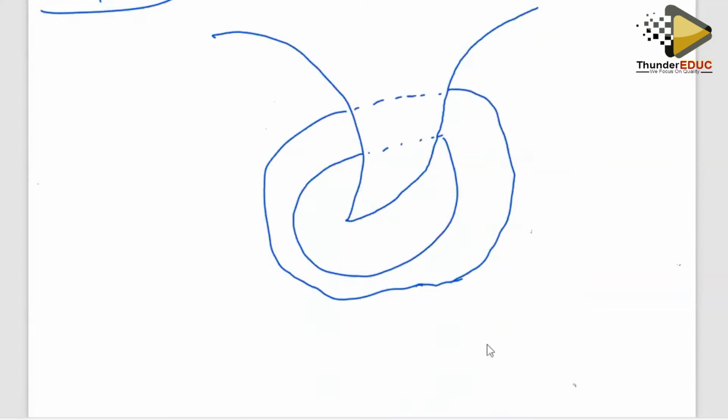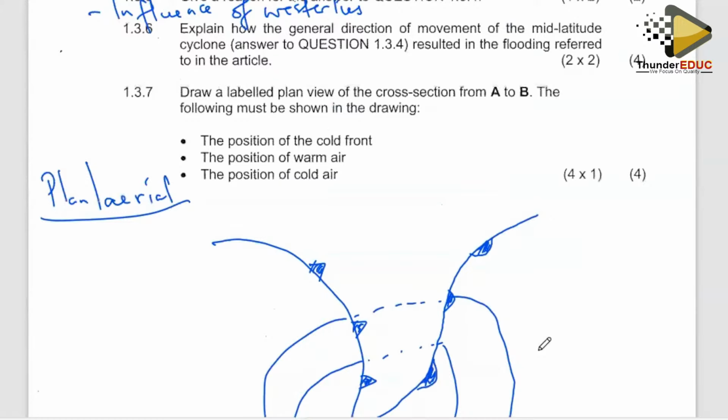So when you're drawing a plan view, remember to use these symbols for the indication of the cold front and the warm front. For our cold front, use these triangular symbols to indicate that it's a cold front. Then for the warm front, you use this more semicircular symbol. So you're supposed to indicate the position of the cold front. This is our cold front, and this is our warm front.